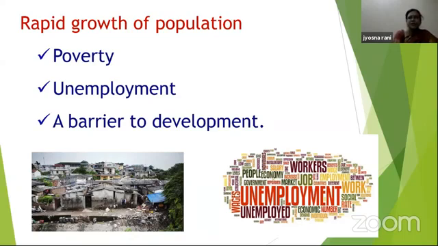So here, let me try to explain the meaning of poverty. Poverty is defined as a social phenomenon in which certain sections of the society are unable to fulfill even their basic necessities of life. And unemployment: a state of unemployment appears when a laborer does not obtain employment opportunities despite his willingness to work at the existing wage rate. So this rapid growth of population leads to these problems, and it's a barrier to development.